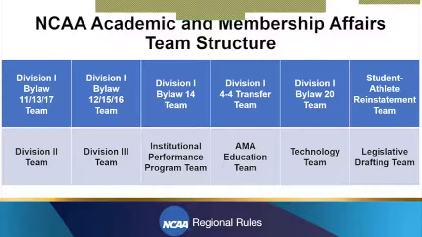Take PJ, for example. PJ on the call is a member of 11, 13, 17. He's on the 4-4 transfer team, and he's a liaison to the Division I Men's Basketball Oversight Committee. And so as you talk to different staff members, you may want to know a little bit more about them and what work they have on a daily basis, but it is very typical that not one person sits on just one team within AMA.